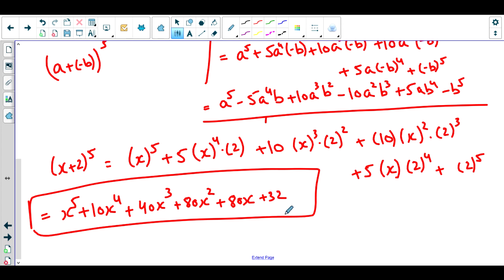That will be all we are going to discuss in this video. Next time we are going to talk about binomial theorem, which is even more interesting than this Pascal triangle. But for that, we need to know these things.